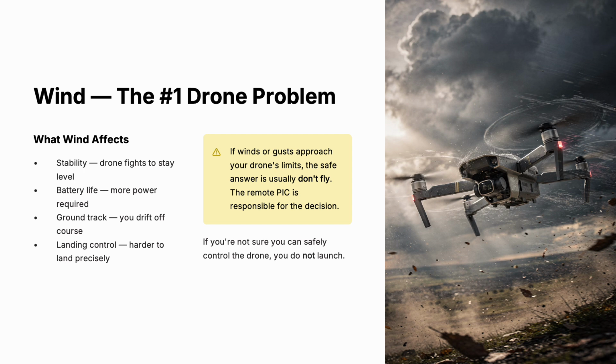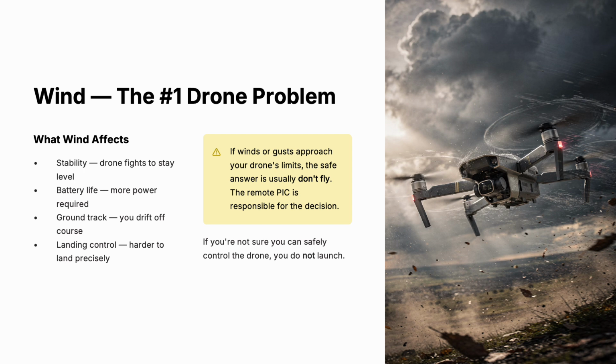Let's start with wind because it's the number one weather problem drone pilots face. Wind affects 4 things directly: stability. Your drone is constantly fighting to stay level. Battery life. More power is required just to hold position, which drains your battery faster than you expect. Ground track. You can drift off your intended course without realizing it. And landing control. It becomes much harder to land precisely when gusts are pushing the aircraft around.